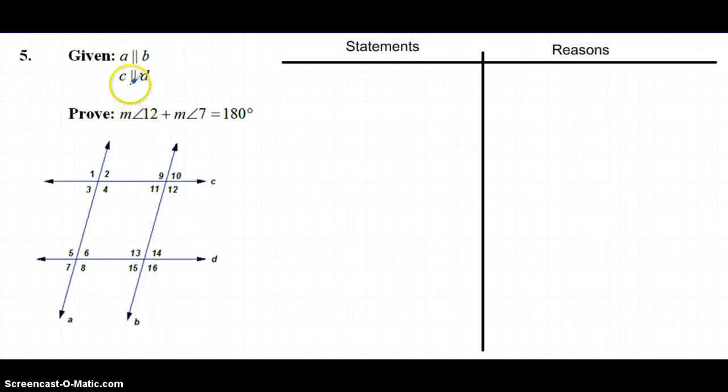Today we're going to look at a proof using parallel lines and transversals, where we're trying to prove a pair of angles are supplementary and that they add up to 180 degrees. As with all of our proofs, we're going to start with our given statements, and so we have that A is parallel to B, and our reason is that it is given to us.